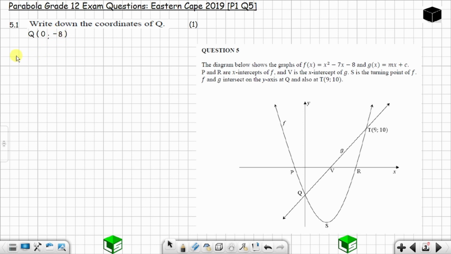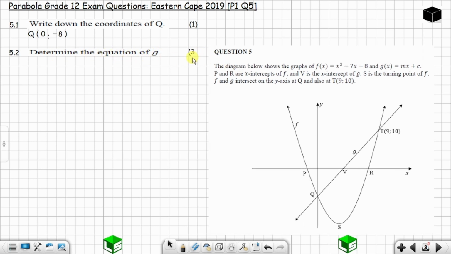Now 5.2. The question is: determine the equation of g. The question is 3 marks. You have to determine the equation of g. g is a line, you can see that. The equation is given in the form g of x is equal to mx plus c, and c is the y-intercept.